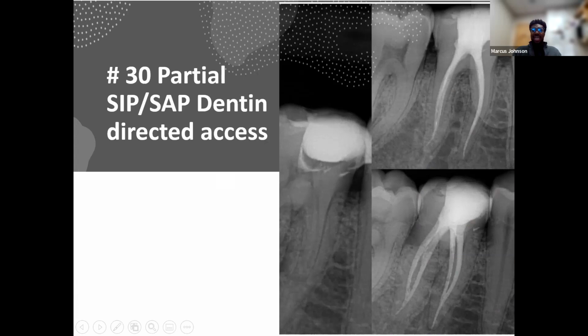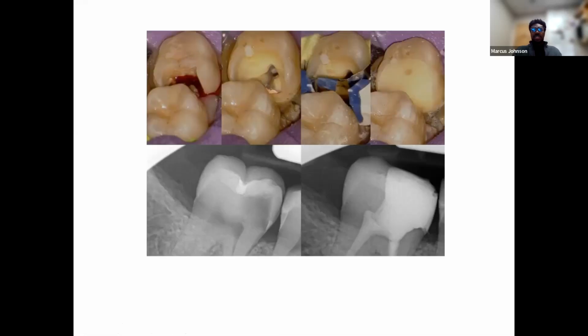This is a mesialized access, a conservative, directed access from the mesial. Still keeping that distal shelf intact, respecting as much as possible of the pericervical dentin. Obviously, a crown is recommended, full coverage. Good clean margins. This is subgingival.